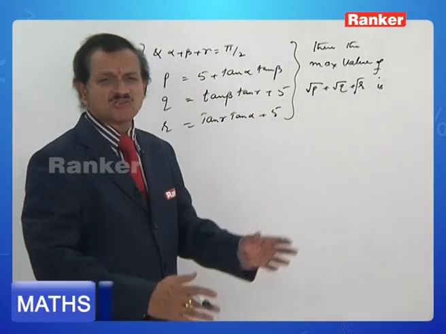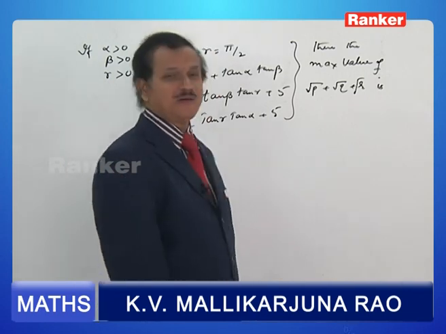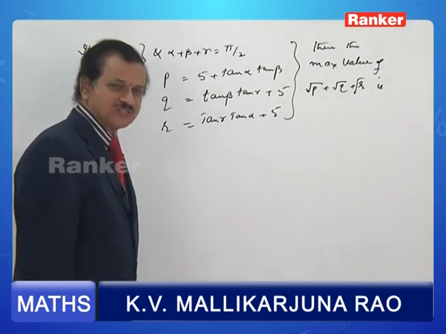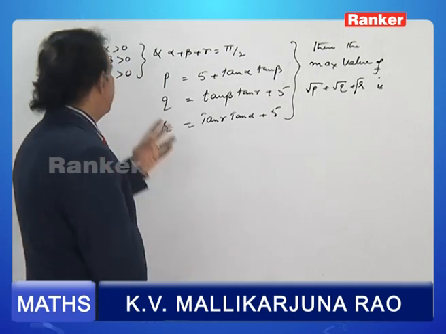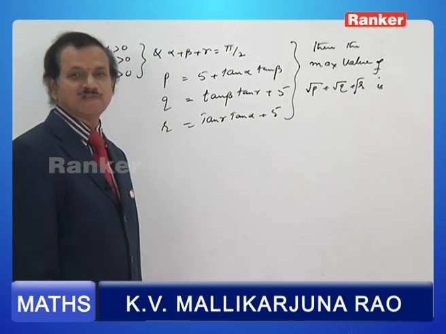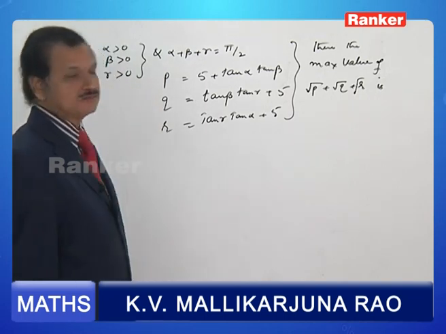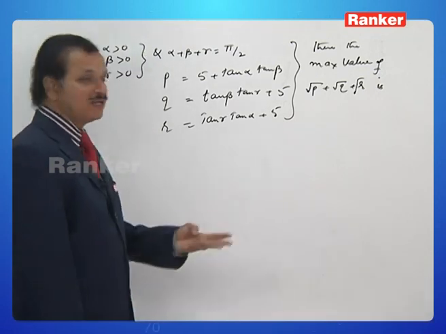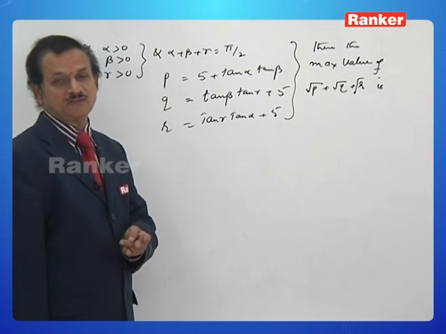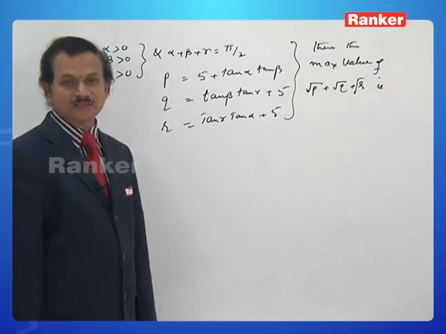Oh, it looks so lengthy and bulky. Of course, the problem is very simple. You first of all observe the given data. There are 3 angles, namely alpha, beta, gamma. They're all positive. We should feel happy. And their sum is pi by 2. What does it mean? Alpha is acute, beta is acute, and gamma is also acute. Okay, they are acute angles.